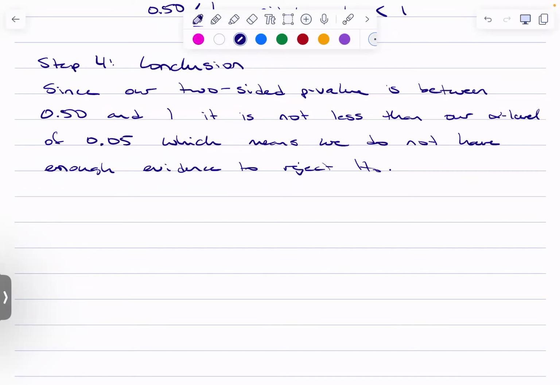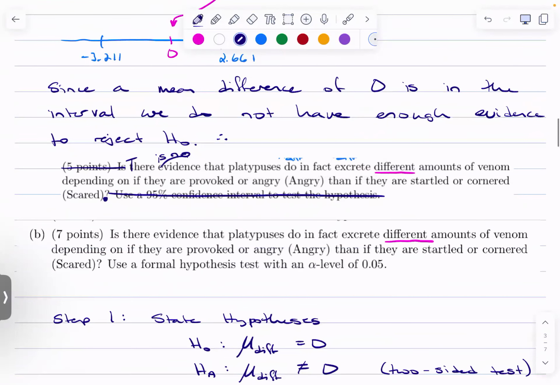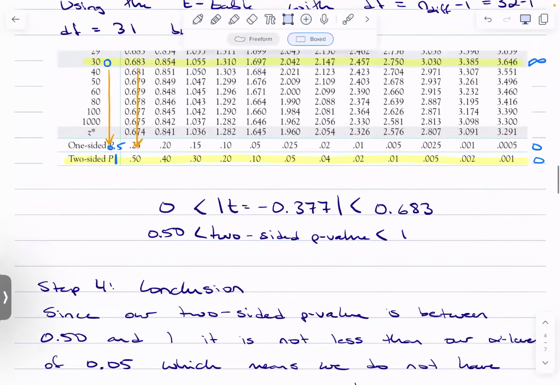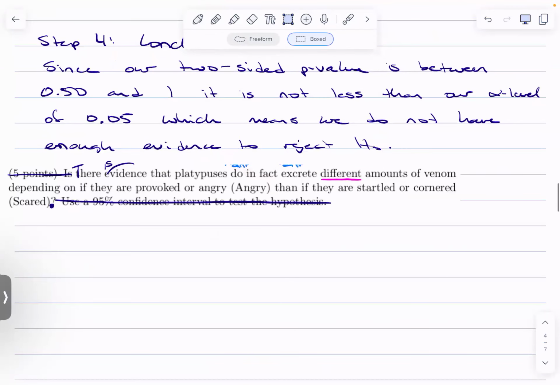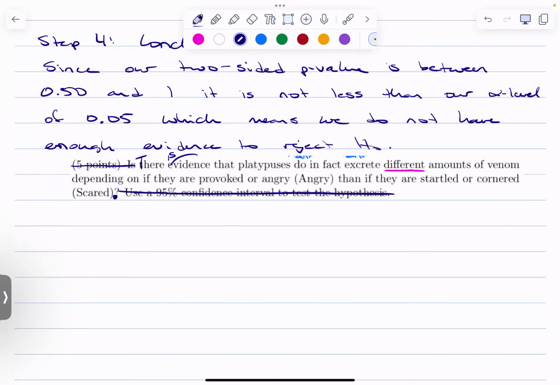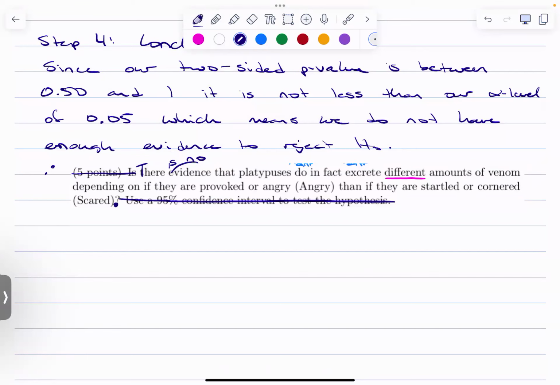And then same conclusion as before, which I'm going to steal again. Therefore, there is no evidence that platypuses do in fact excrete different amounts of venom depending on if they're provoked or blah, blah, blah.